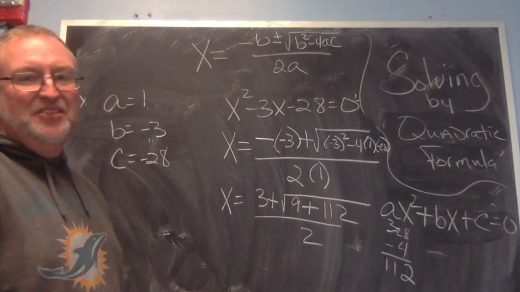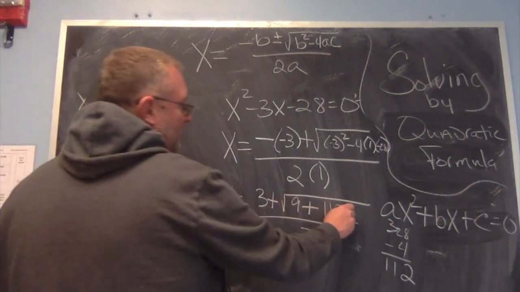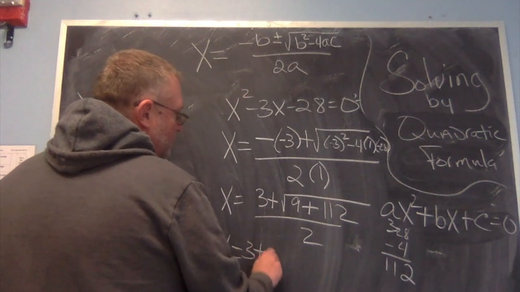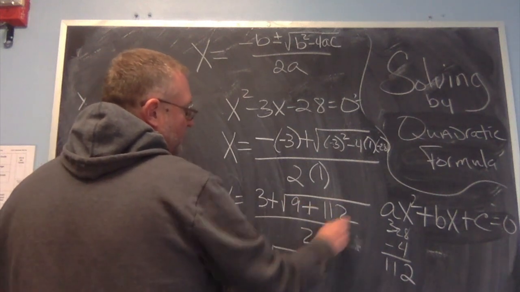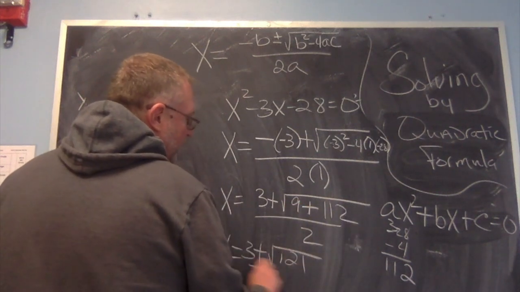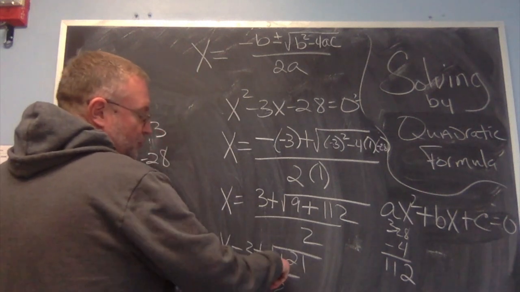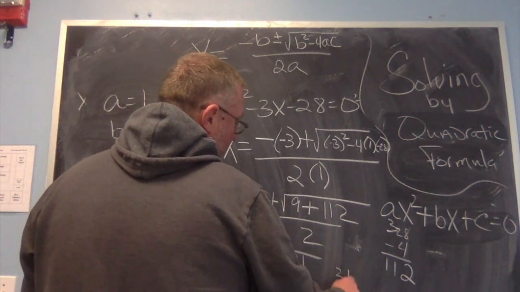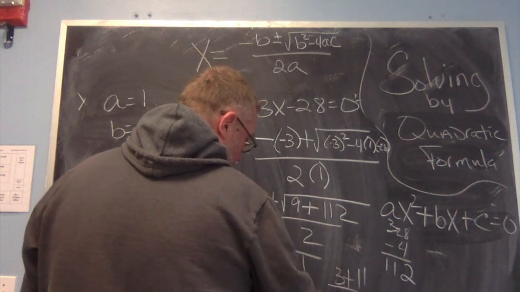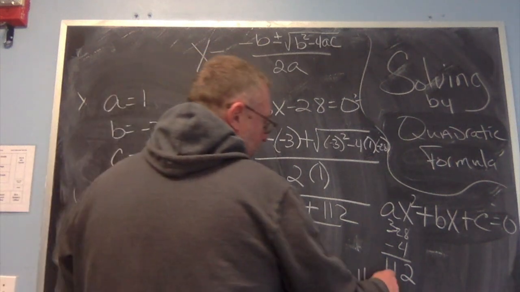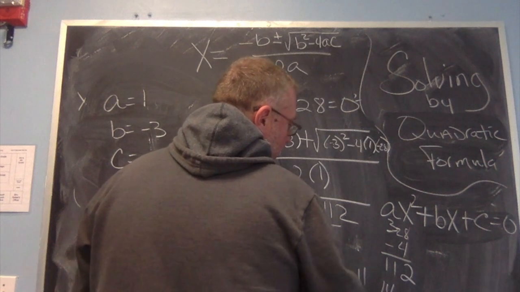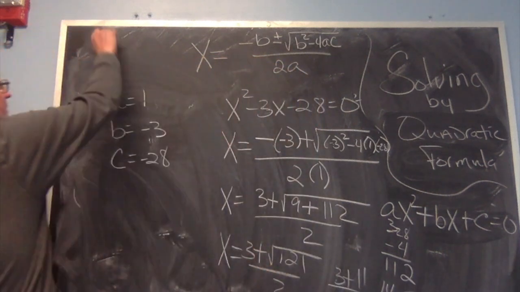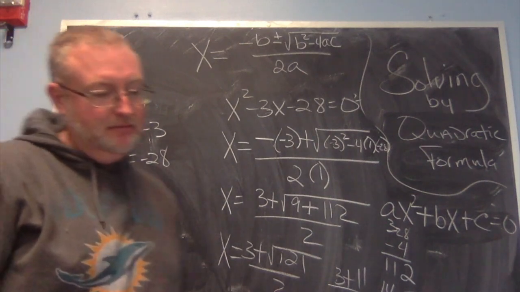Okay? Then, what is 9 plus 112? So I have x equals 3 plus the square root of 9 plus 112 is 121 over 2. The square root of 121 is 11. So 3 plus 11 over 2. 3 plus 11 is 14 over 2. And 7. So one of my answers is 7.